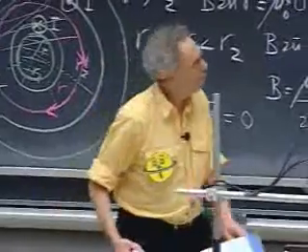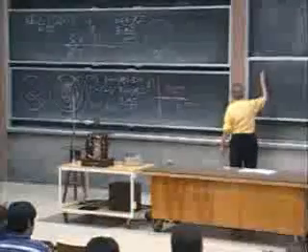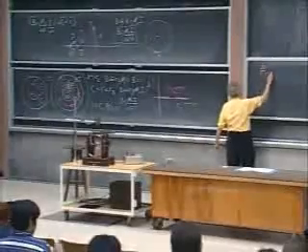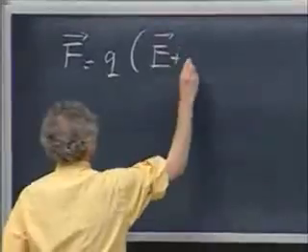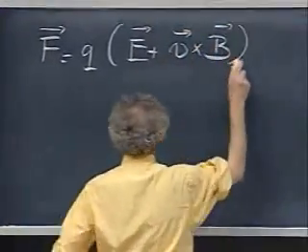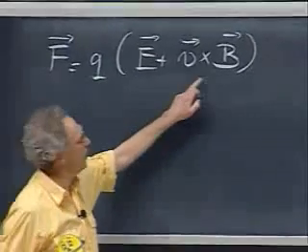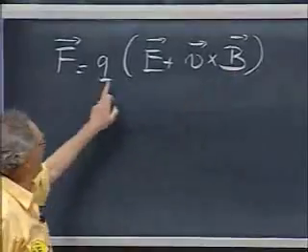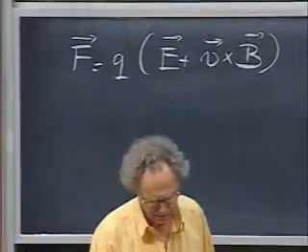So now I want to turn to Lorentz forces. The Lorentz force, F, is Q times (E plus V cross B). This is the charge which is moving with velocity V in a magnetic field B, and at the location of that charge there happens to be also an electric field E.